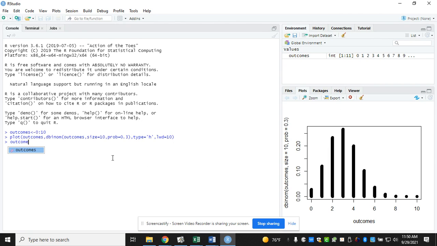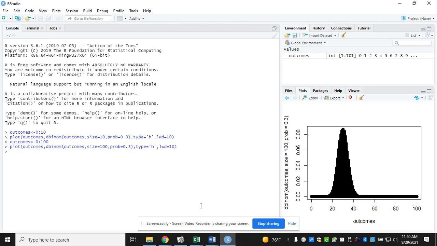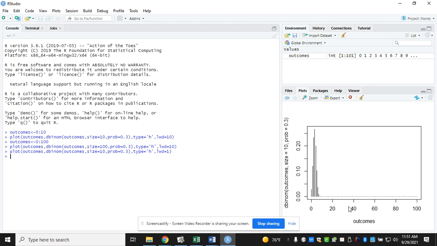What if I switch these? So I'm going to switch my outcomes to 0 to 100. What happens with that graph? Peaks at 30. What is the shape of that? Now, I changed my line width so that we could see it better, but what actually happens to that?